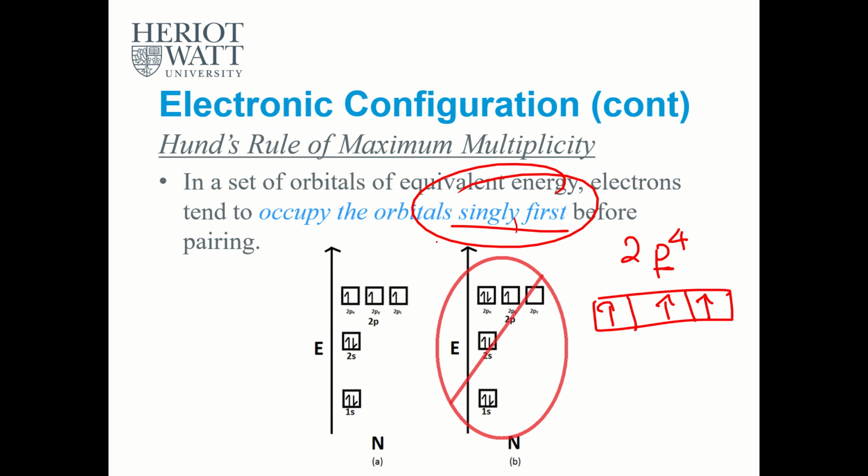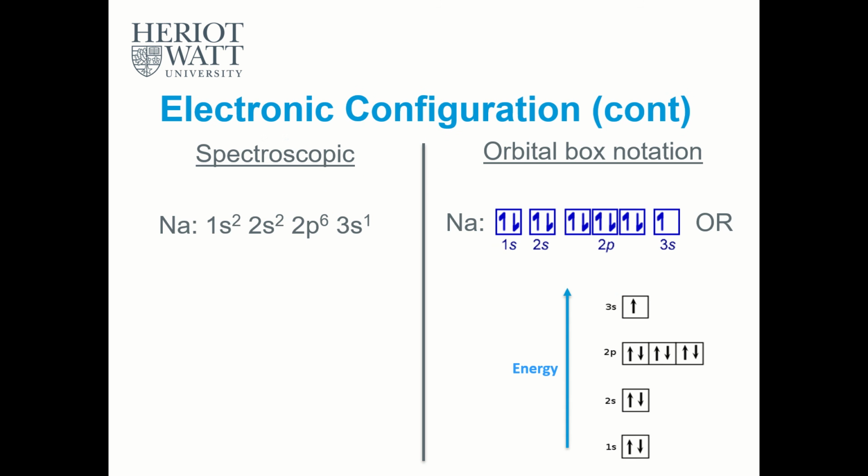But then, next, you're going to pair them up, right? I have 1, 2, 3. One more to go. When you pair up the 4th one here, then you have to put it in opposite directions. So we always fill up singly first before we pair them up. This is what they meant by maximum multiplicity. This is under Hund's rule. Hope you can get that, right? So these are the 3 main rules that we need to follow.